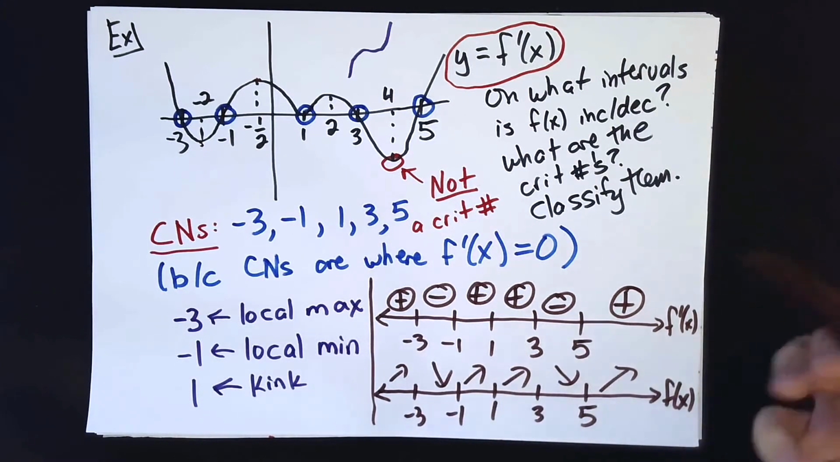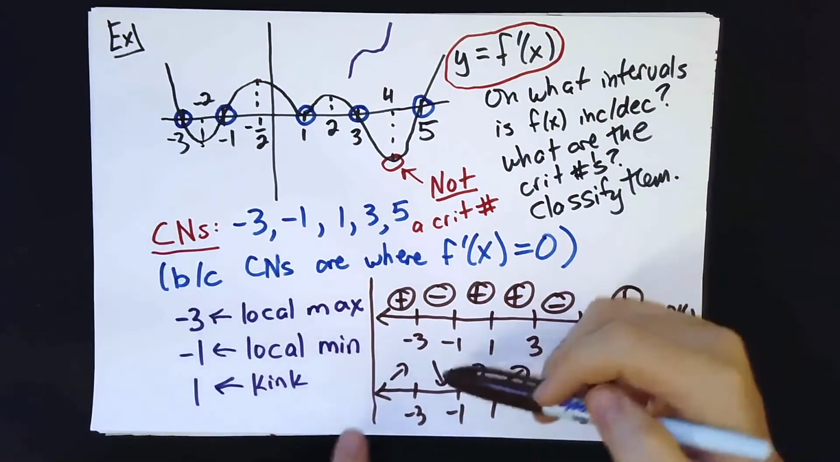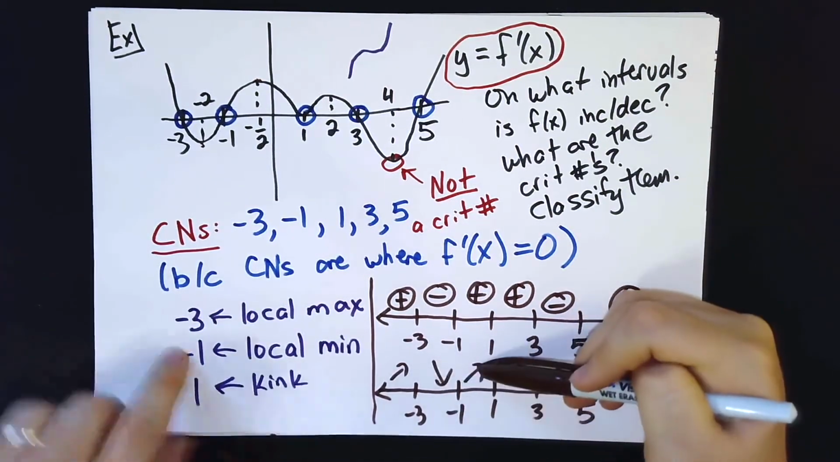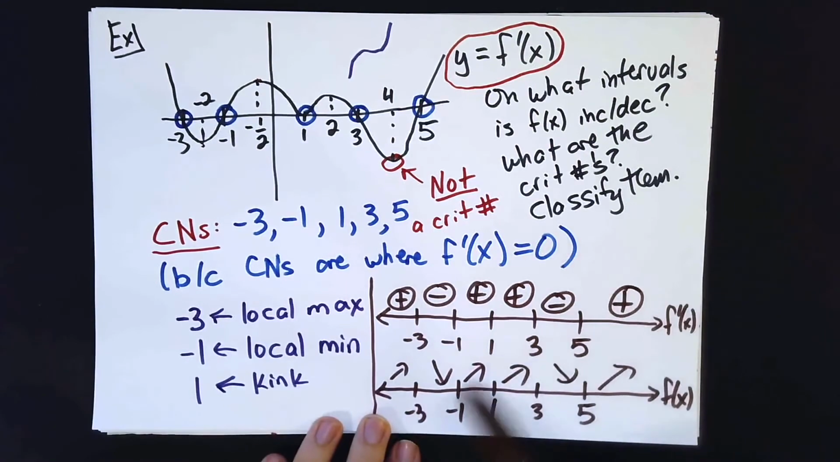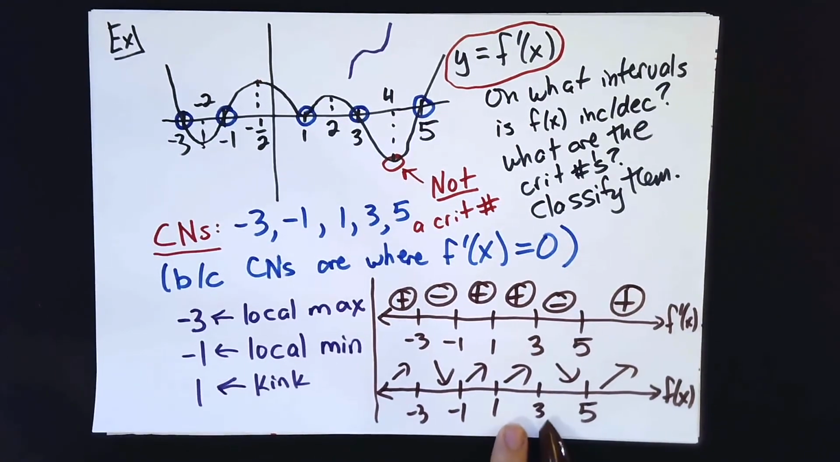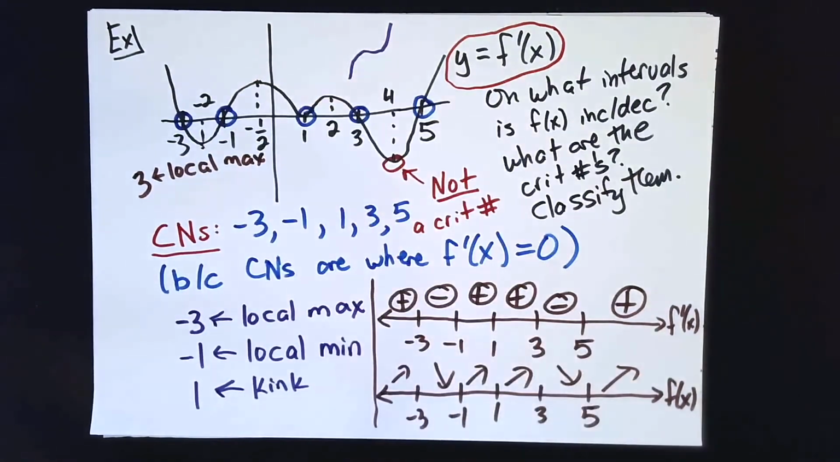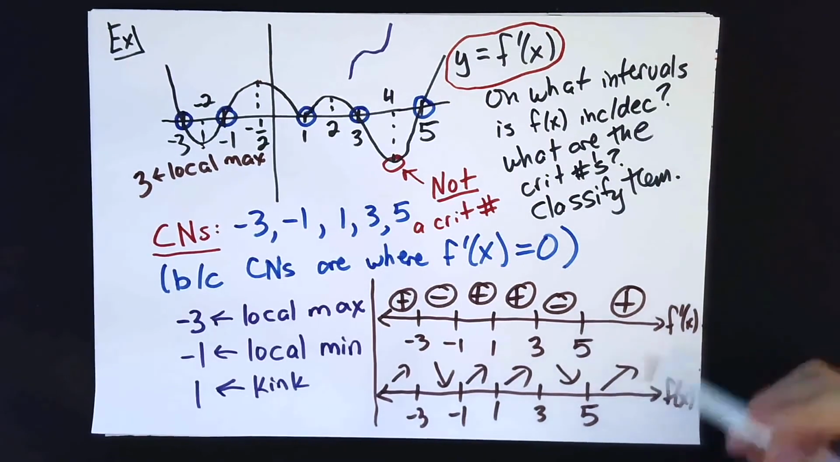And then, just like before, we can say, okay, -3 has this shape, that's a local max. -1 has this shape, that's a local min. 1 has this weird shape, that's a kink. Then you can go ahead and do 3. 3 has that shape, so it's a local max. And 5 has this shape, so it's a local min.